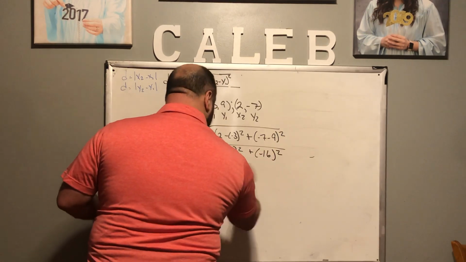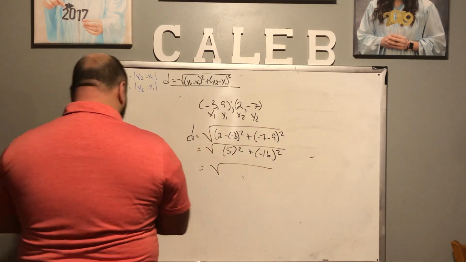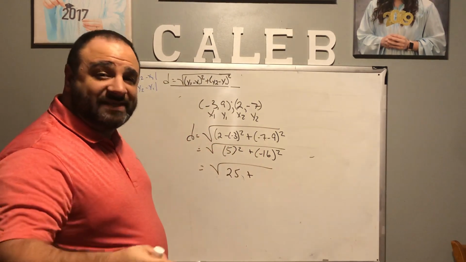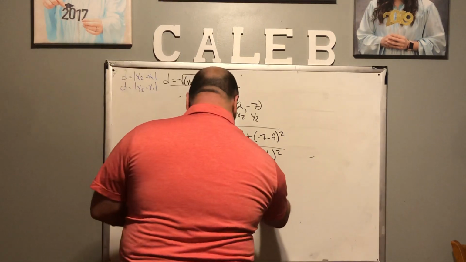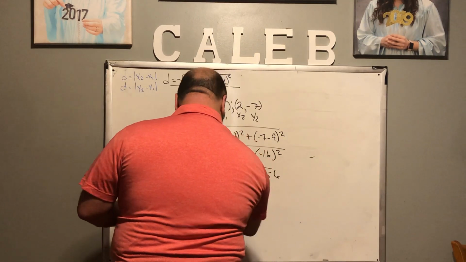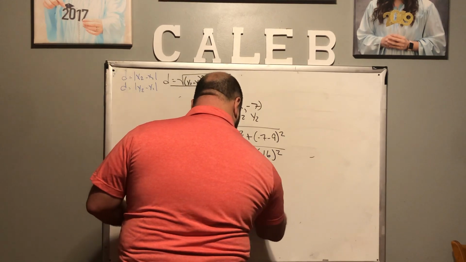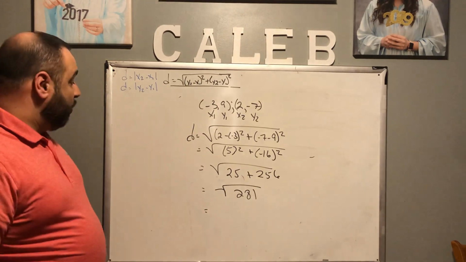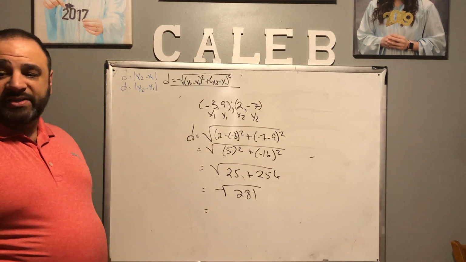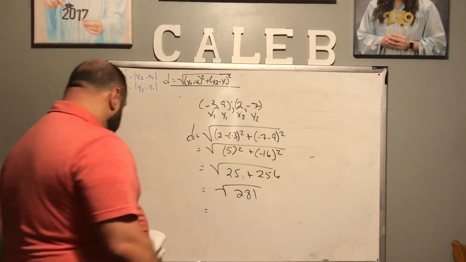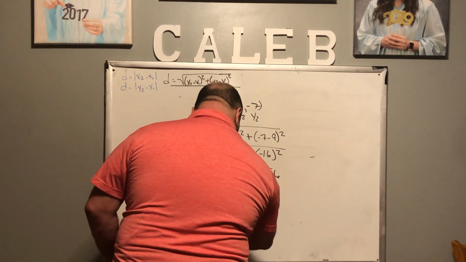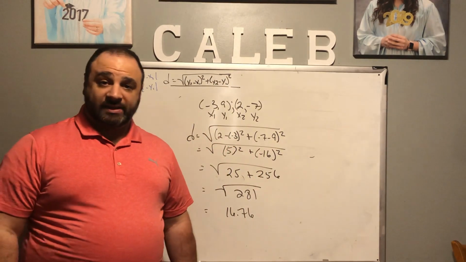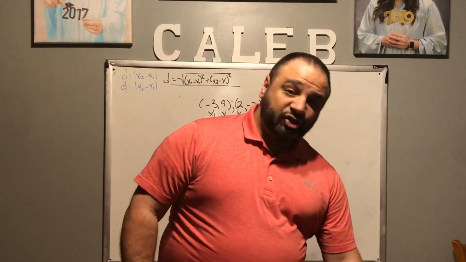-16 squared. Okay, so 5 squared would be 25. -16 squared would be -16 times -16, which would be positive 256, which gives me the square root of 281. So punch in your calculator and solve for the square root of 281, and that's going to give you the answer of 16.76. All right, pretty basic, pretty straightforward there.